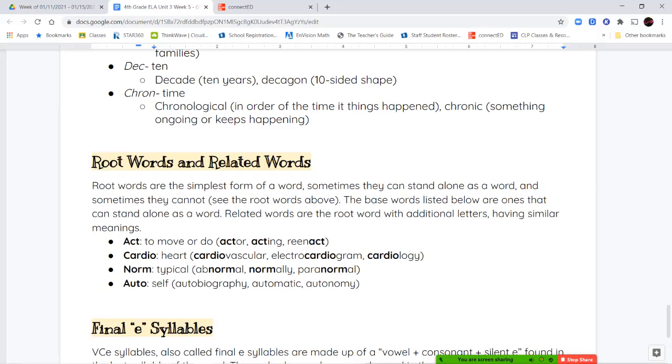And the last one we're going to talk about today is the word auto. So auto means self. If you're reading an autobiography, you're reading a story that someone wrote about themselves, about their own life. A biography is the story of someone's life. An autobiography is the story of your own life. So you are the author.